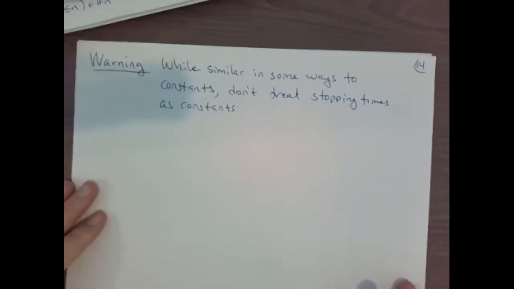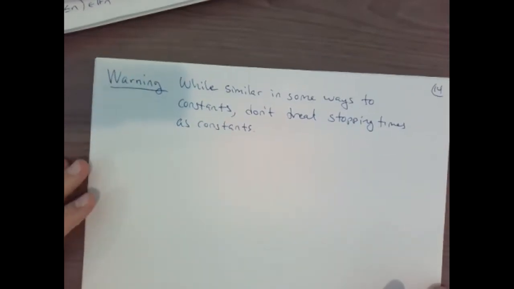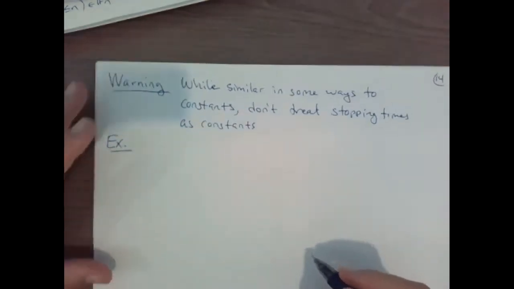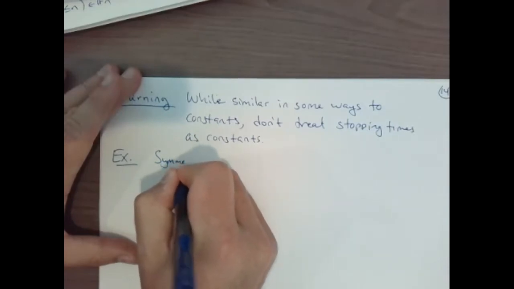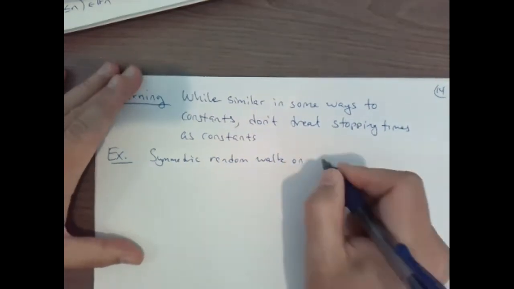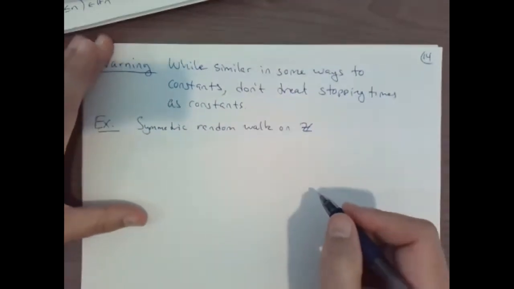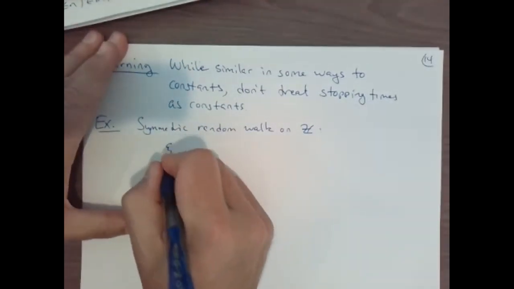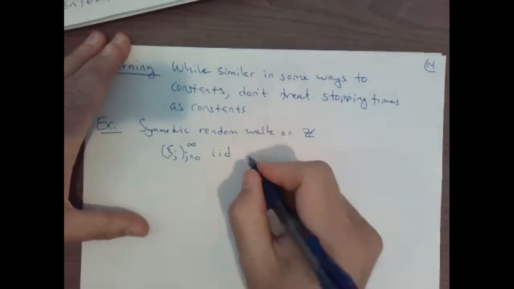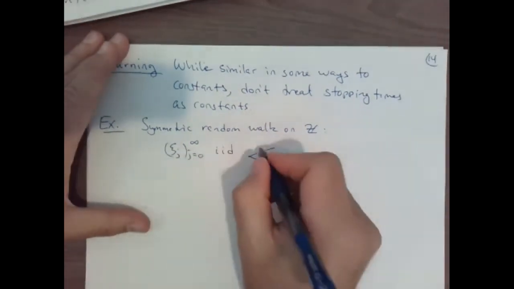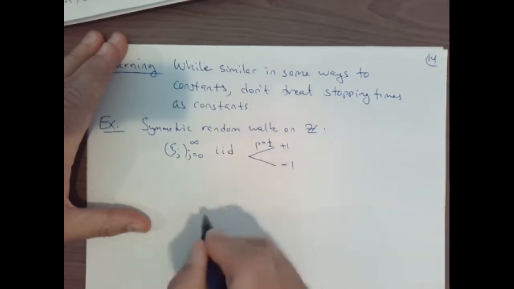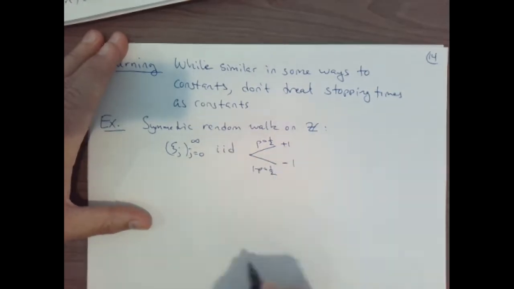Let me just give you an example for some of the problems that could lie ahead. If we do a symmetric random walk on the integers, I take my psi, here IID, and it's symmetric, so the probability is a half of being +1, and a half of being -1.